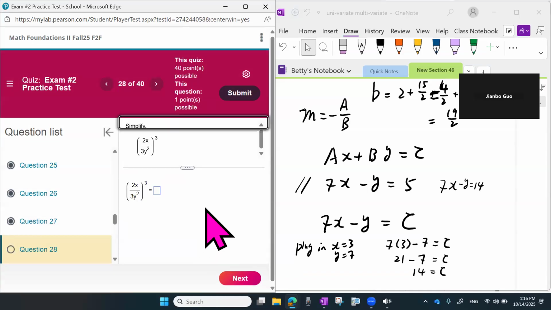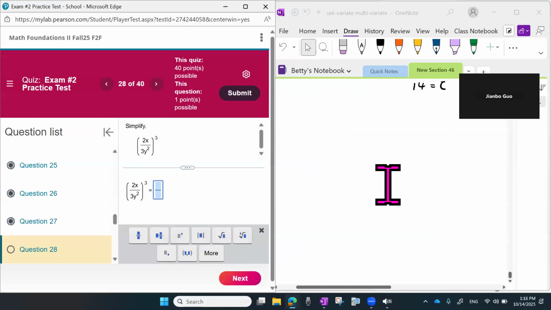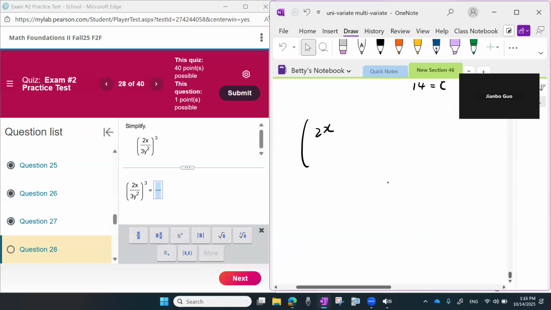Question number 28, simplify the expression. Okay, power of a quotient. So for the numerator, we're going to raise 2x to the power of 3, and that's going to apply power of product. I would like to write this down here: 2x over 3y squared, to the power of 3.